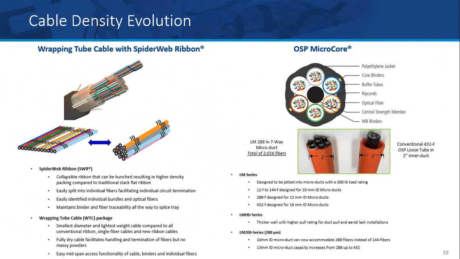Utilizing one of these multi 7-way microducts, you can get up to 2,000 fibers in there, and just do 288 fibers at a time. You build it as you grow. And we have some other varieties out there as well.